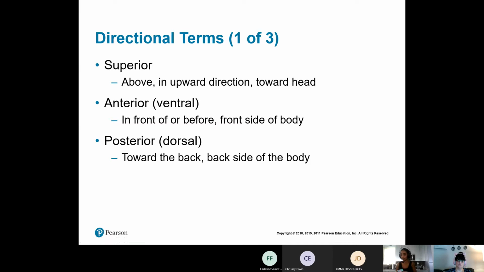And sometimes you might hear a very old person say they're posterior, talking about their butt. And it just means because it's in the back.